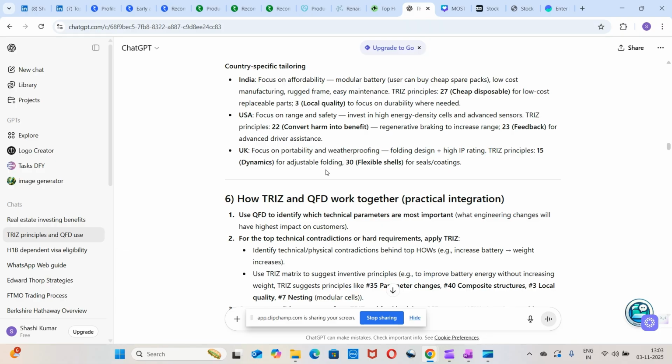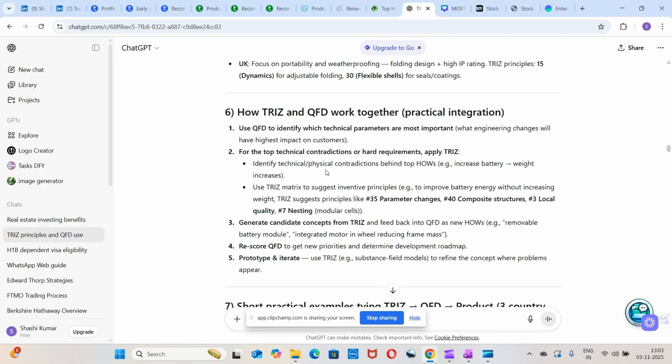So that's how we can use TRIZ and QFD together. You use QFD to identify which technical parameters are most important. Then for those top technical contradictions, apply TRIZ. TRIZ will give you some inventive principles for how to solve those contradictions. From those, you generate some candidate concepts, and again rescore the QFD with new priorities and roadmap, and prototype and iterate. Okay, use TRIZ to refine the concepts.